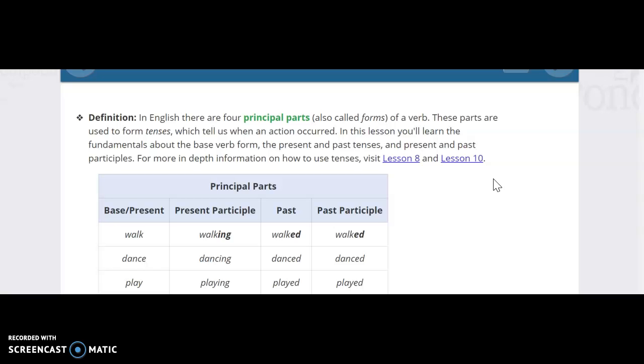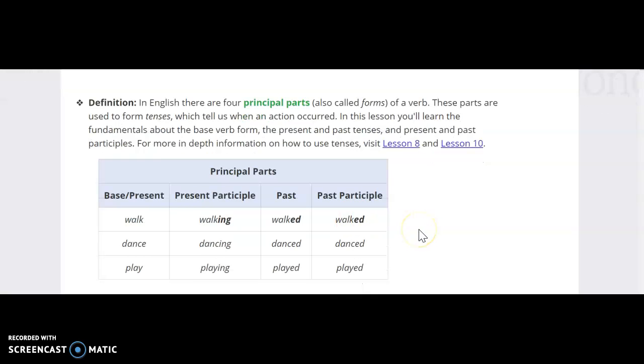So in English, there are four principal parts or forms of verbs. These would be the base present, the present participle, the past, and the past participle. As a general rule, our base or present verb is going to be sort of the root of the verb. So walk is our base verb, but then if we want it as a present participle, walking, we add the ing. As we move into the past tense, it's walked with an ed ending, and then the past participle has also an ed ending.